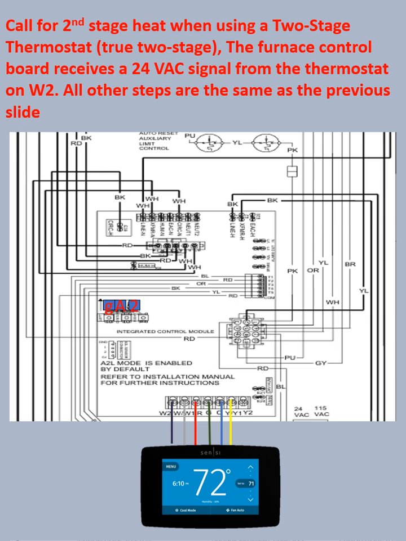Call for second stage heat when using a two-stage thermostat, true two-stage. The furnace control board receives a 24-volt signal from the thermostat on W2. All other steps are the same as the previous slide. And why it's called true two-stage is because the thermostat determines when you go to high fire by a differential that you set up in the thermostat.